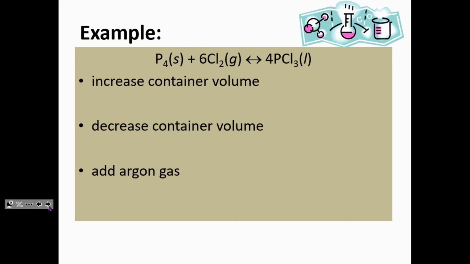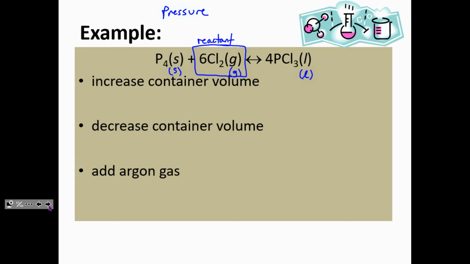So here's our real-life example. P4 plus Cl2 yields 4 PCl3. So let's look at what we have here. We have a solid here, we have a gas here, and we have a liquid here. So the only thing that we're actually concerned with for pressure would be this guy right here, which is a reactant on the left side.